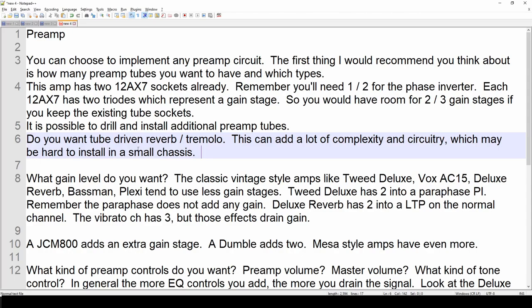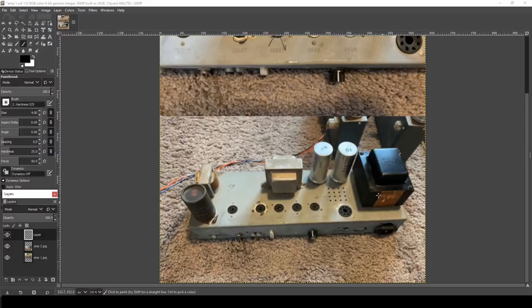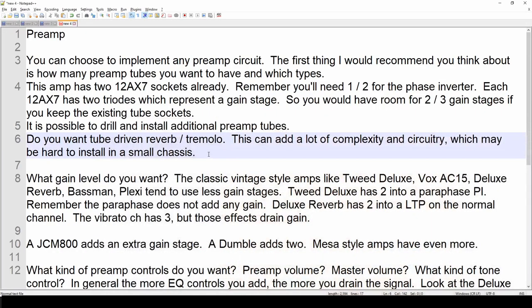Also, if you want to have any tube-driven effects like reverb or tremolo, that is going to require a lot more 12AX7s. If you think about a Deluxe Reverb, it probably has like five or six 12AX7s. That's because it has both tube-driven reverb and tremolo and two channels. So this will add a lot of complexity to the circuitry, which may be harder to install into a small chassis like this. It's going to be difficult to do that. I personally have come to the conclusion that they do sound really good. I especially think the tube-driven spring reverb sounds really nice, but the pedals that we have also sound really nice, and I like to keep my amps a little more straightforward. So that's just my preference, to not add this.